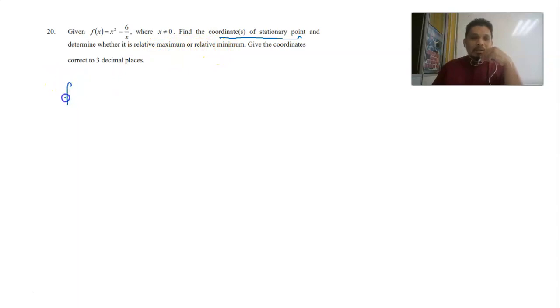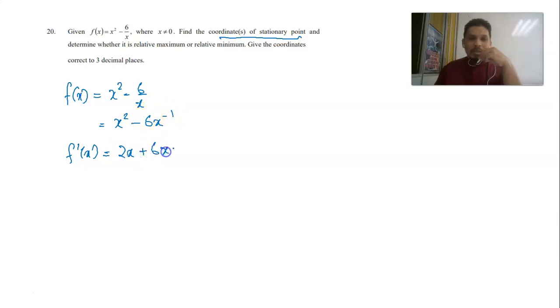Okay, now f(x) equal to x squared minus 6 over x. Let's make this x squared minus 6x to the power of negative 1. So f prime x equal to 2x, negative 1 times negative becomes positive 6x to the power of negative 2. Okay, so find the coordinate of the stationary point and determine relative maximum or minimum. It did not mention using the first or second derivative test, so it's all up to us. Okay, so make it equal to 0 here.